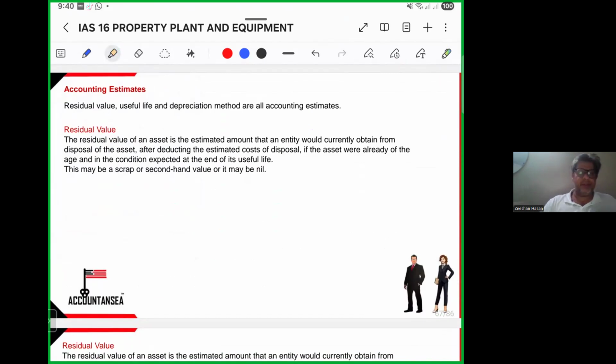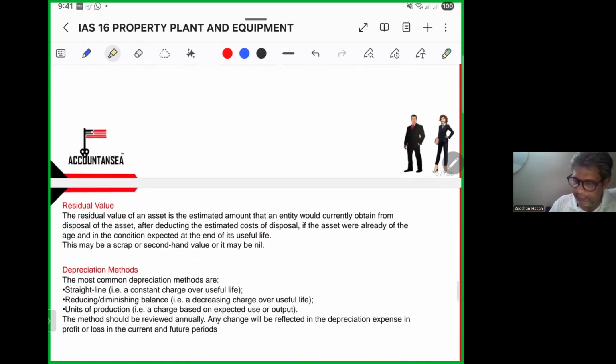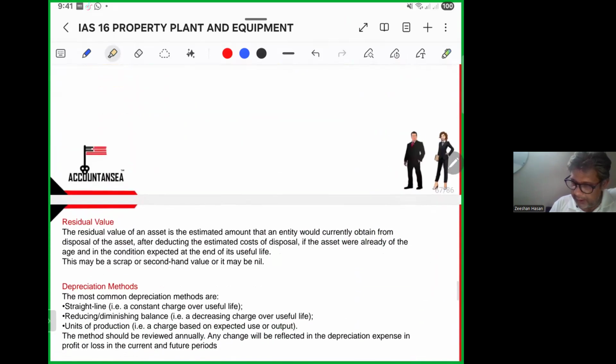So, accounting estimates: the residual value, the useful life, and depreciation methods are all accounting estimates. Residual value of an asset is the estimated amount that an entity would currently obtain from the disposal of the asset after deducting the estimated cost of disposal, if the asset were already of the age and in the condition expected at the end of its useful life. This may be the scrap or second hand value, or it may be nil. That's the residual value.